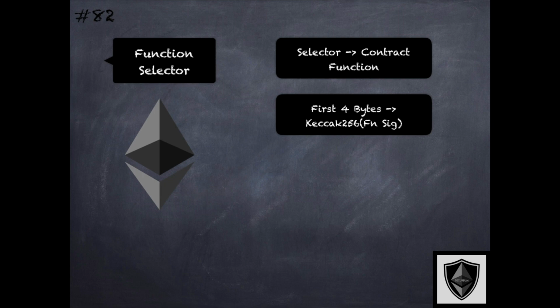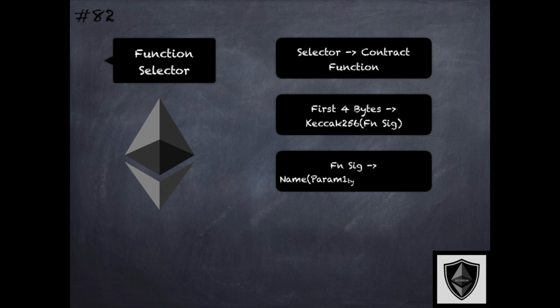Now, how is this function signature calculated? From the function declaration. The function name is taken and it's appended with the parenthesized list of the parameter types that it accepts. Now, these parameter types are specified one after the other, with comma being the delimiter, and there are no spaces used. And this is something that is enforced as part of the ABI.